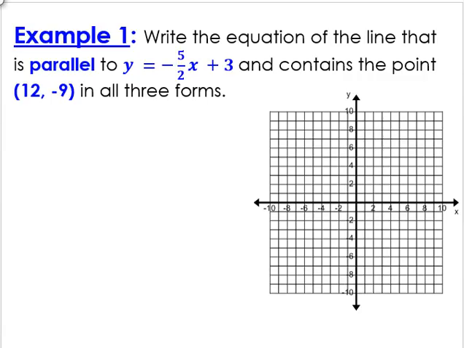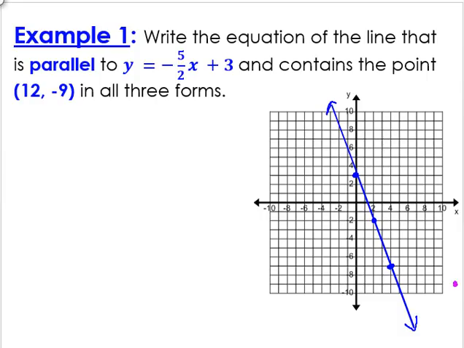which would be great if we always had a graph, but we don't. And in this case we won't, but I just want to show you what they're talking about. They're asking, if I have this line, y equals -5/2 x plus 3, which is this blue line here, and I want the one that's parallel to that and passes through the point (12, -9), which would be about right here, what would the equation of that line be?